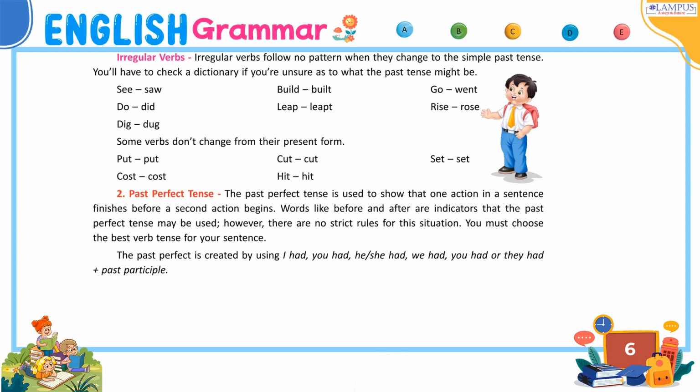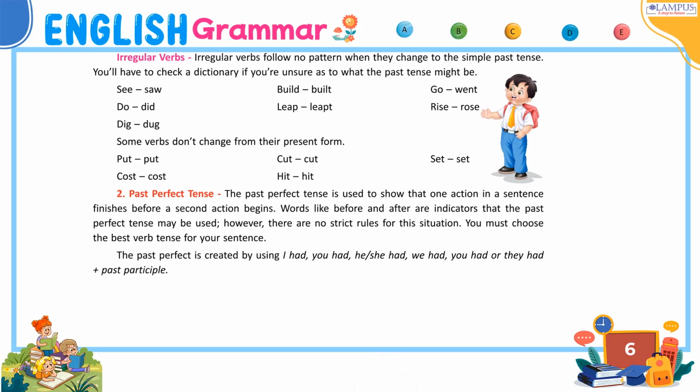2. Past perfect tense. The past perfect tense is used to show that one action in a sentence finishes before a second action begins. Words like before and after are indicators that the past perfect tense may be used. However, there are no strict rules for this situation. You must choose the best verb tense for your sentence.